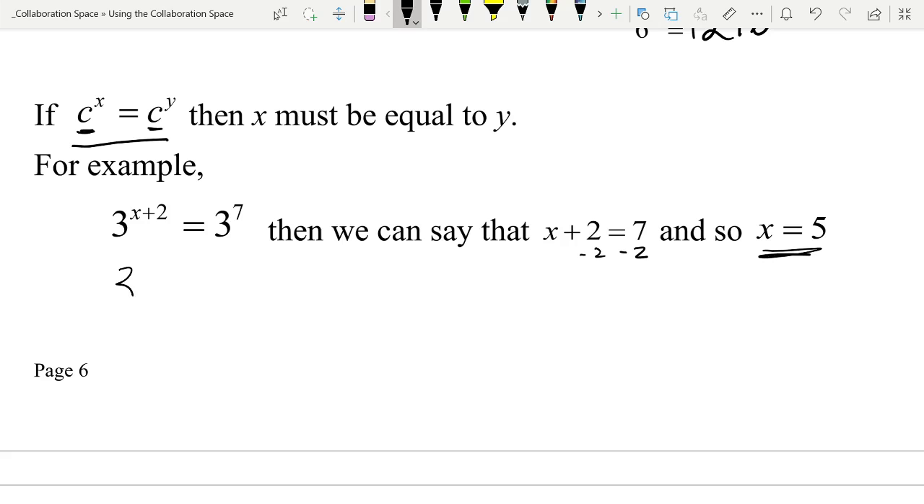Let's do a check on that. Does 3 to the power of 5 plus 2 make 3 to the power of 7? I believe yes, it does.